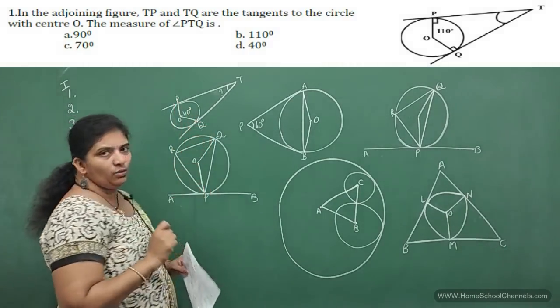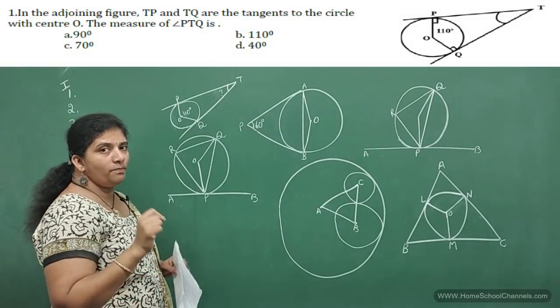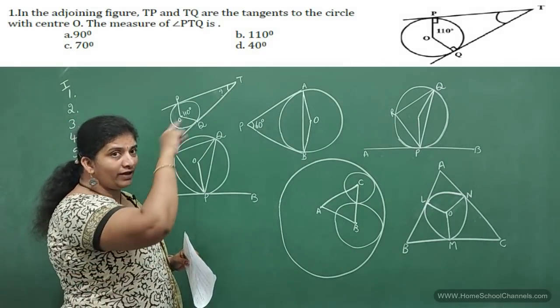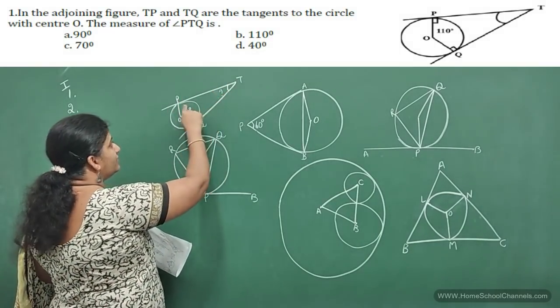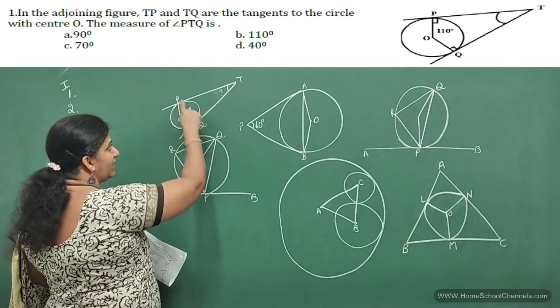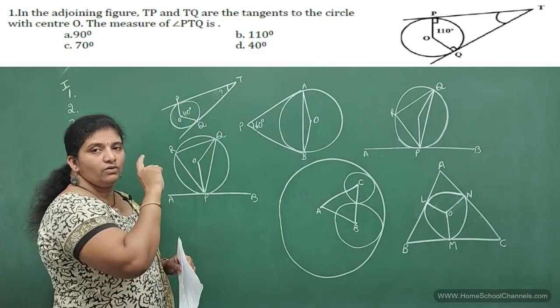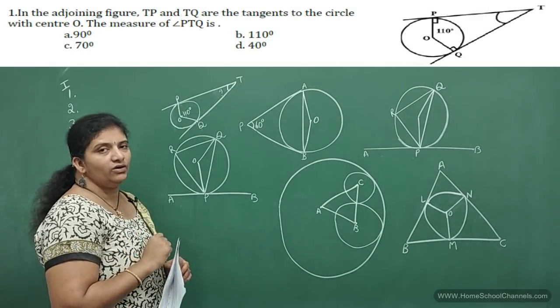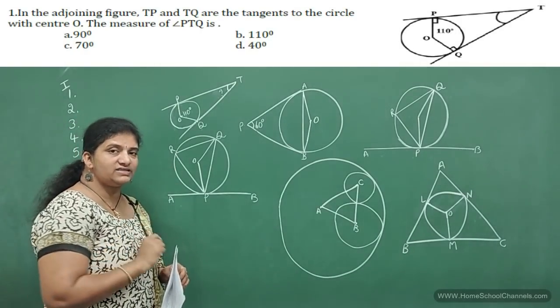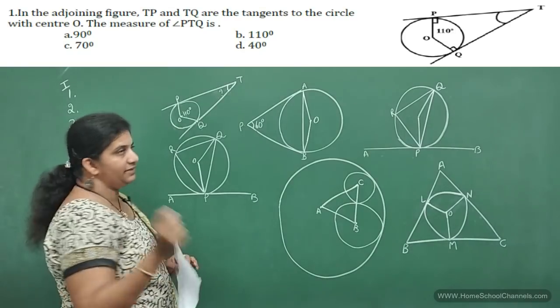90 plus 90, 180. The sum of opposite interior angles of a quadrilateral is 180. You can see the quadrilateral, right? This angle 90, this angle 90. 90 plus 90, 180. What about the other opposite pair of angles? It will be 180, while the sum of the quadrilateral angles will be 360 degrees.